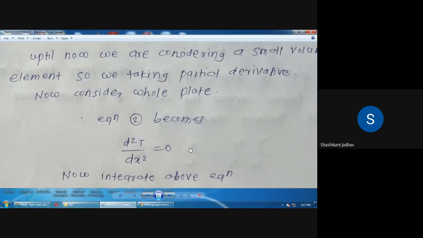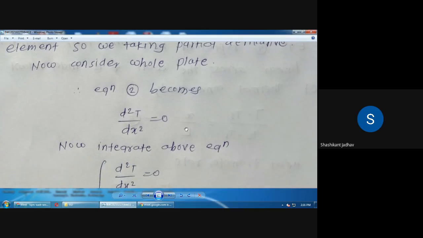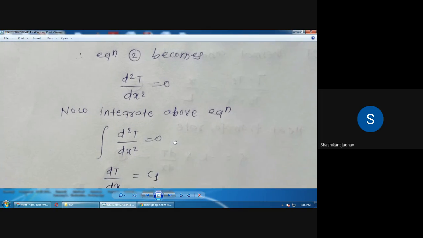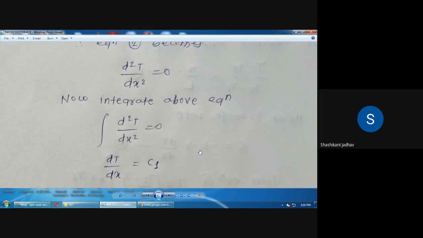Correct. Derivative and integration are opposite to each other. So when we take the integration of this, one derivative is cancelled. Here d²T/dx² is there; one derivative is cancelled, meaning dT/dx is there. So dT/dx is equal to a constant, and that constant we consider as C1. So write down dT/dx is equal to C1.